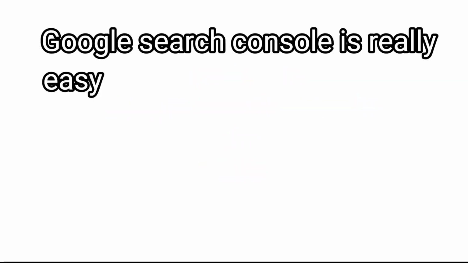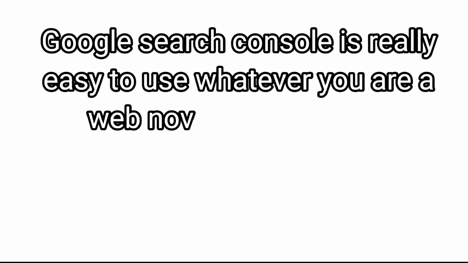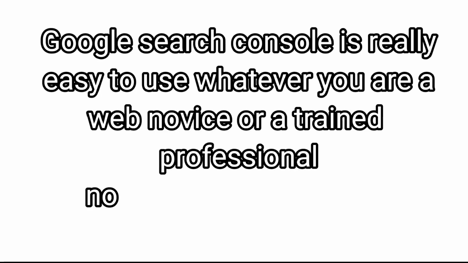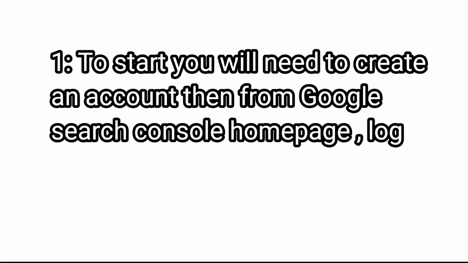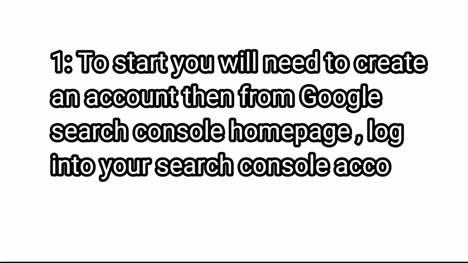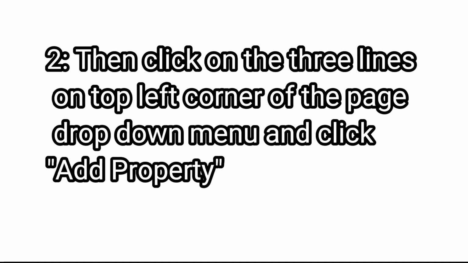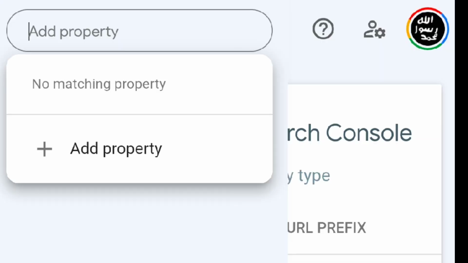How to use Google Search Console for SEO. Google Search Console is really easy to use, whether you are a web novice or a trained professional. No issues to get started. 1. To start, you will need to create an account. Then, from the Google Search Console homepage, log into your Search Console account. 2. Then click on the three lines in the top left corner of the page for the drop-down menu and click Add Property. Then enter the URL of your website and continue.